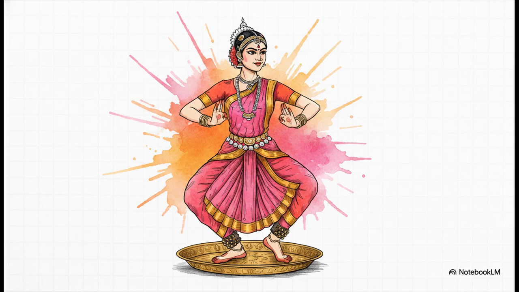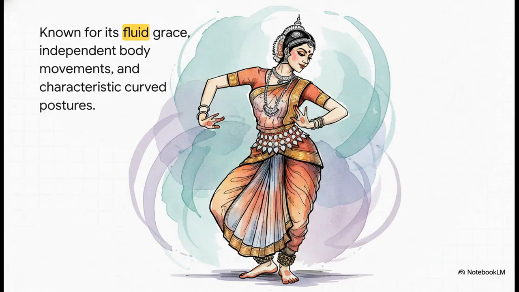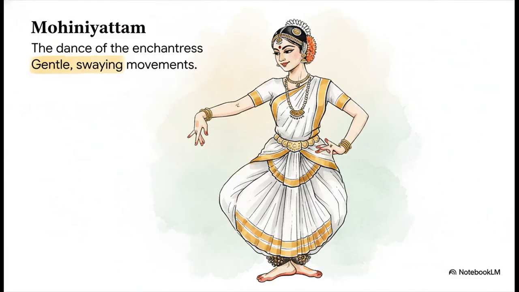From Andhra Pradesh, you've got Kuchipudi, which is this vibrant, almost theatrical dance drama. Then there's Odissi, which comes from the temples of Odisha. It's known for its incredible fluid grace and these very characteristic curved postures. Just beautiful. And from Kerala, we have Mohiniyattam, the dance of the enchantress, which is all about gentle, swaying movements and this distinctly feminine grace. And honestly, we are just scratching the surface here.